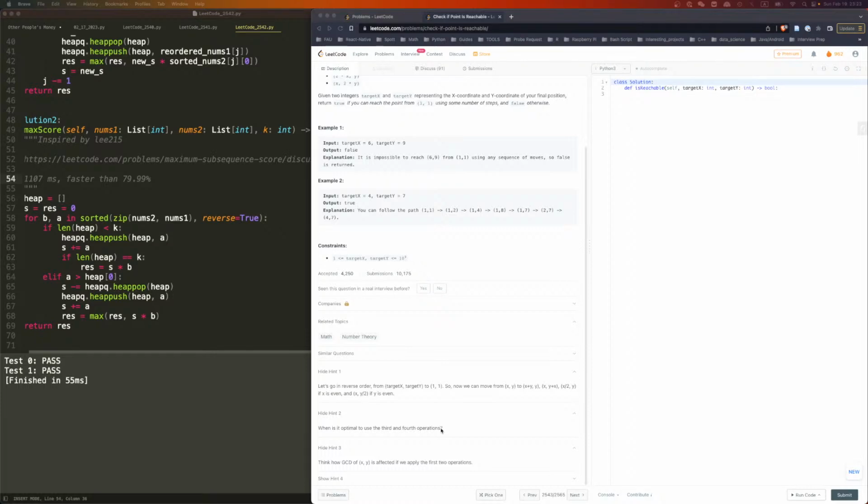We need to reach a power of 2. Maybe we don't need to reach a power of 2. This is just how I think about it at the moment. I still don't know. Hint number 4.